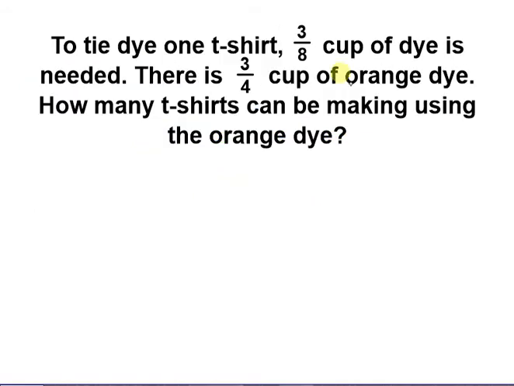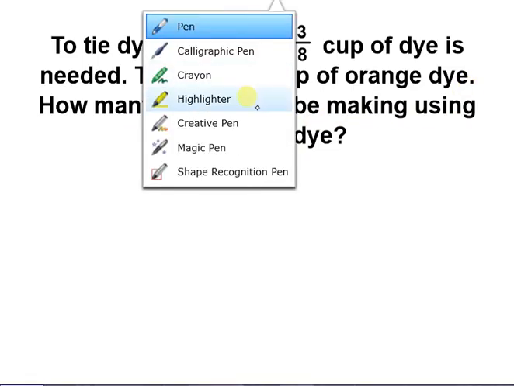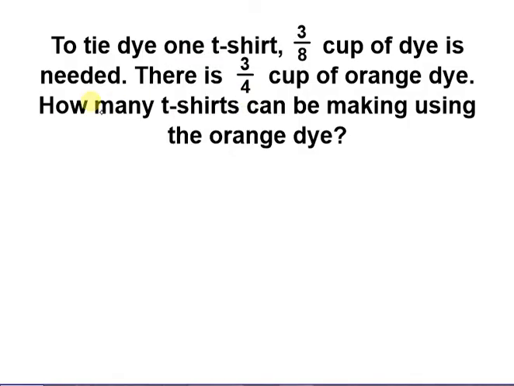Great job. All right, so to tie-dye one t-shirt, 3/8 cup of dye is needed. There is 3/4 cup of orange dye. How many t-shirts can be made using the orange dye? So the first thing I'm going to do is highlight my question. How many t-shirts can be made using the orange dye? The next thing I'm going to do is find my operation, and I'm going to have to reread the problem probably once or twice more.